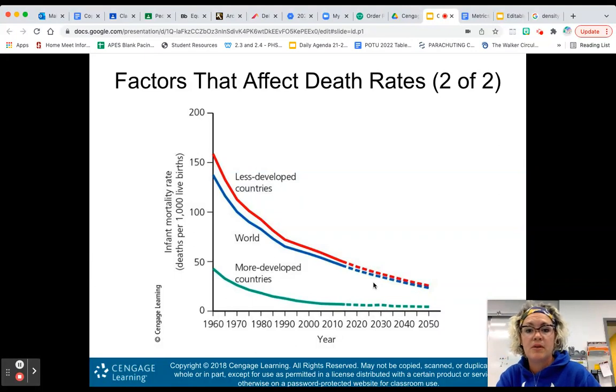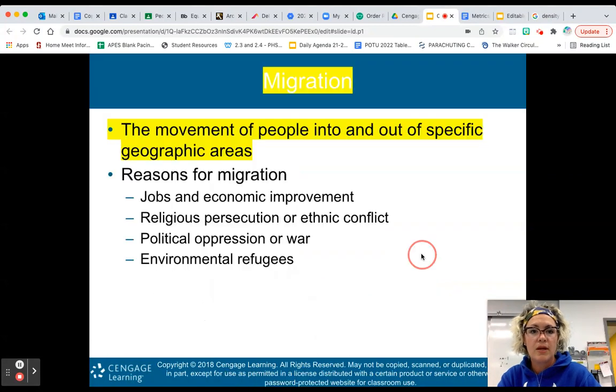All right, factors that affect death rates. You can see infant mortality rate in less developed countries has come down. Overall in the world it is coming down, and in more developed countries it was lower to begin with and is still dropping. So as science is applied, we are learning what affects infant mortality rate. There are medical innovations that we can introduce, but there are also environmental regulations and supply of nutrition. All of that comes into play.